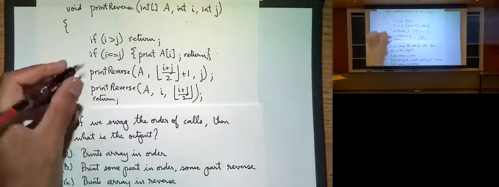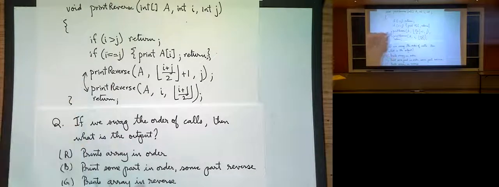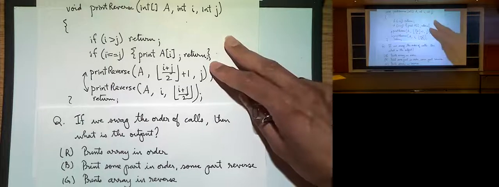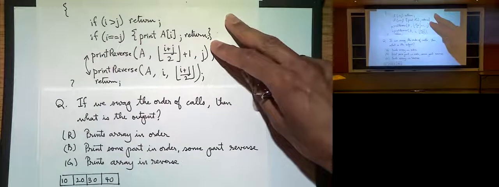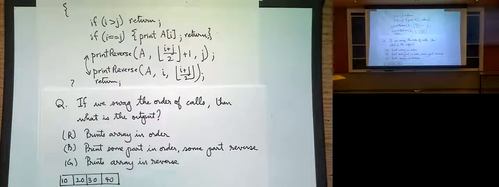So these calls have been swapped, right? Let's take this array. 10, 20, sorry. Oh wait, I have 2 document cameras. I can just put in, okay.